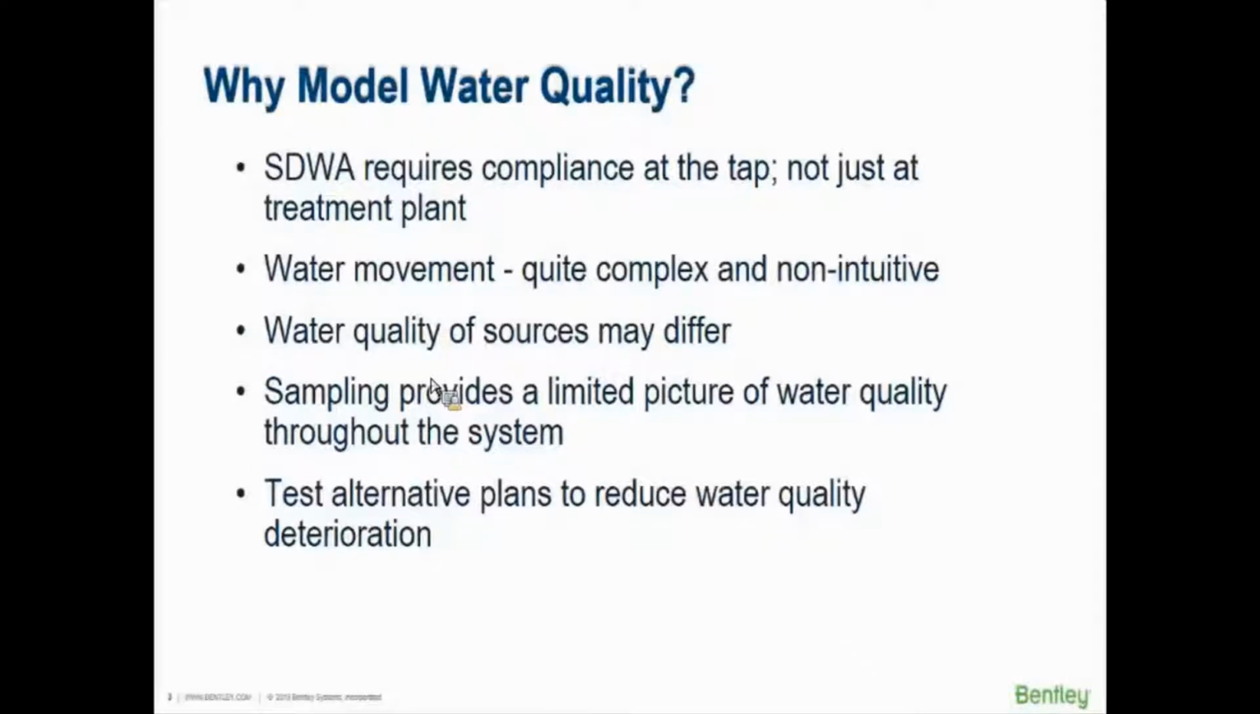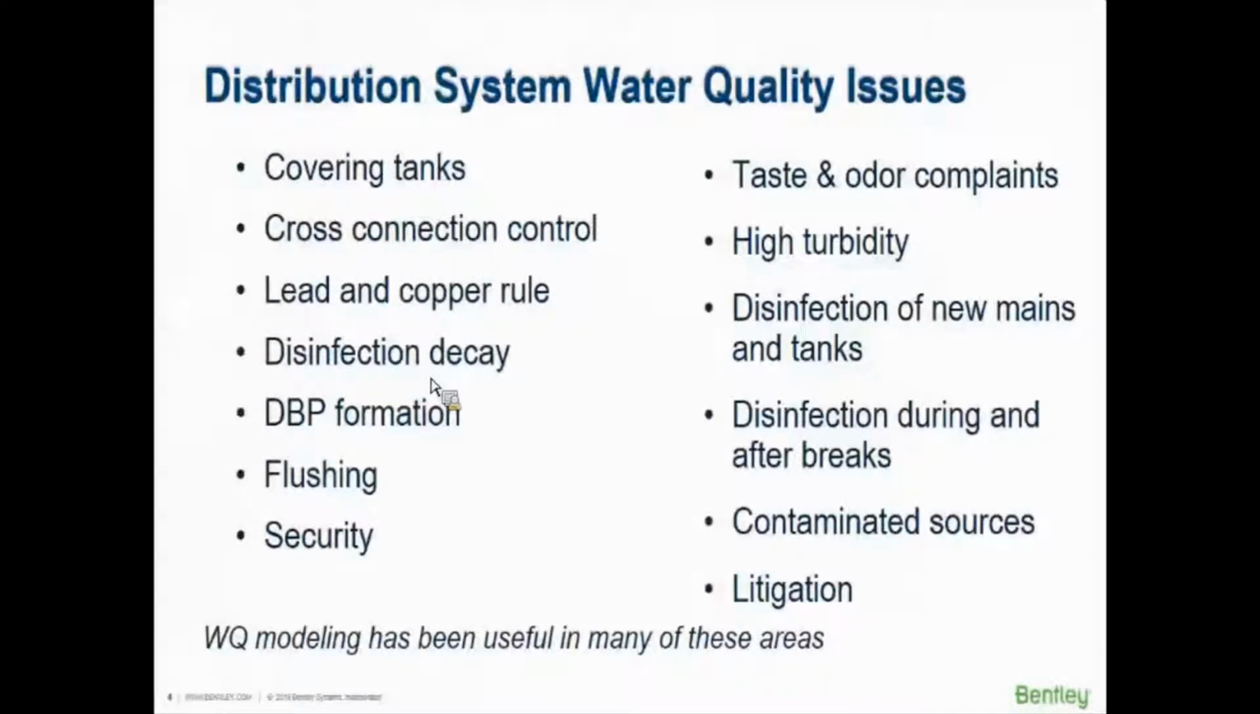So water quality actually means different things to different people. Let's take a broad brush across all of it here. It could mean whether or not tanks are covered, or if there are cross connections in the system. It could mean that there's lead and copper in pipes. It could actually mean disinfection, decay, and DBP. DBP is disinfection byproducts. These are harmful things, and things that we're going to model. So those two we're really going to focus on, or at least the disinfection decay.